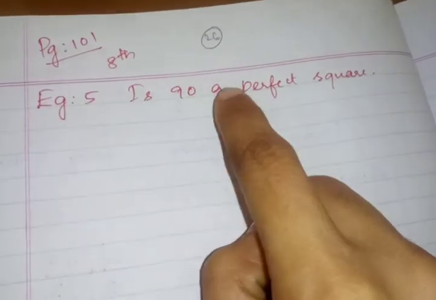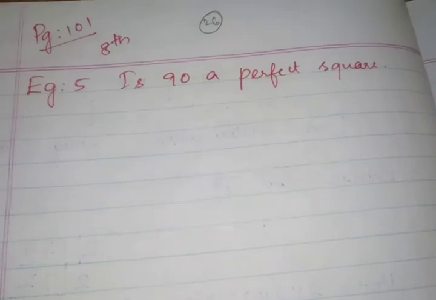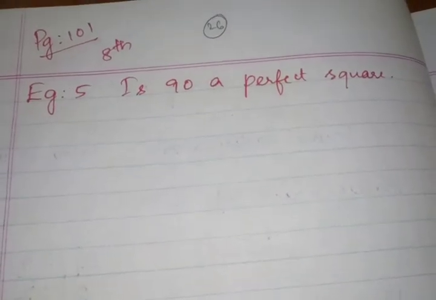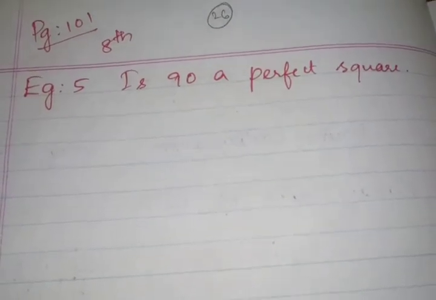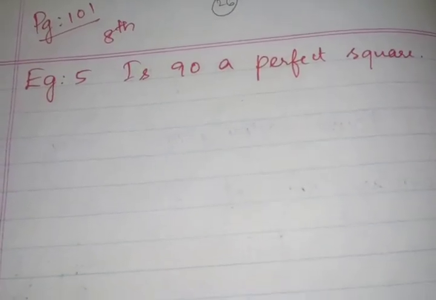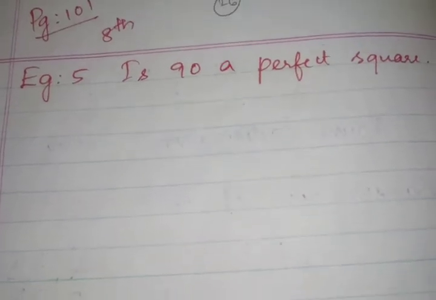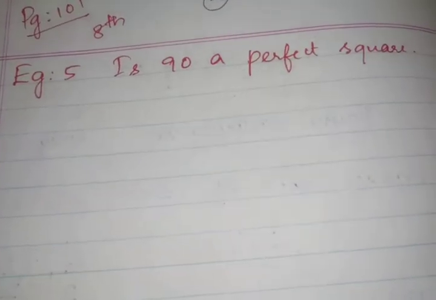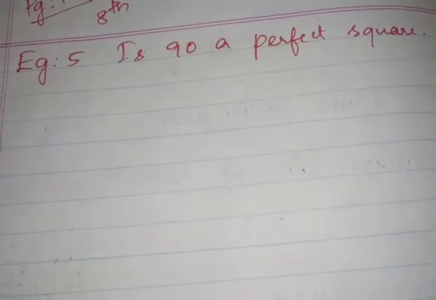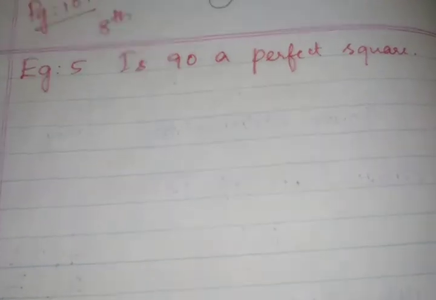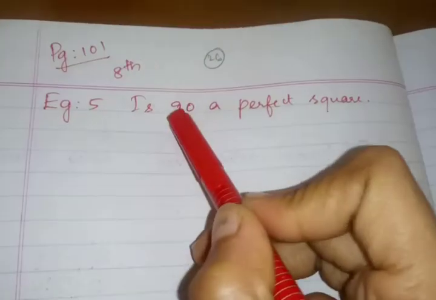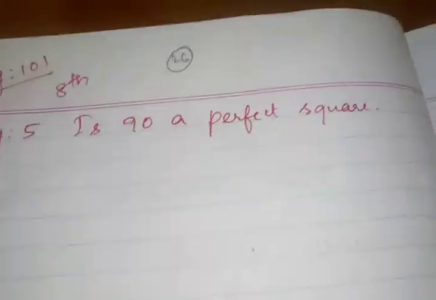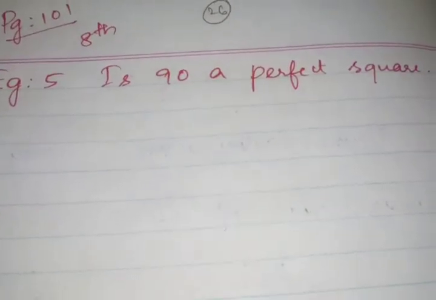Now, what is the question for example number 5? Is 90 a perfect square? They are asking whether 90 is a perfect square or not. So, what does perfect square mean? It should be a multiple of the same number. For example, the number 4 is a perfect square. Why? Because 2 into 2, I am multiplying the same number by itself, so I get one answer. So that is a perfect square. So we have to check whether 90 is a perfect square.